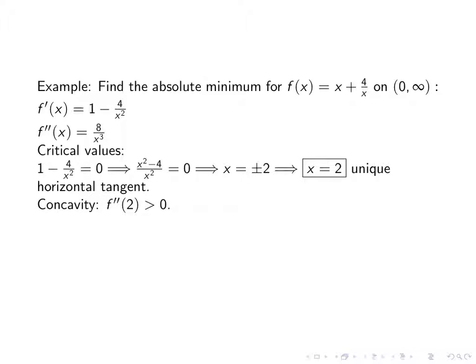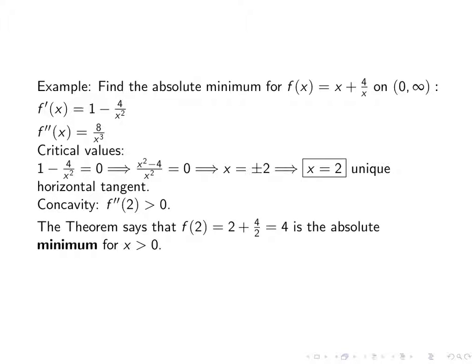Now let's look at the concavity. f double prime at this unique critical number is, well, it's f double prime of 2, but that's just 8 over 2 cubed. Whatever that is, it's a positive number. So that is a concave up situation because of the sign of the second derivative at 2. According to the theorem, then, you have this unique critical value in a concave up situation. It says that f of 2 is the absolute minimum.